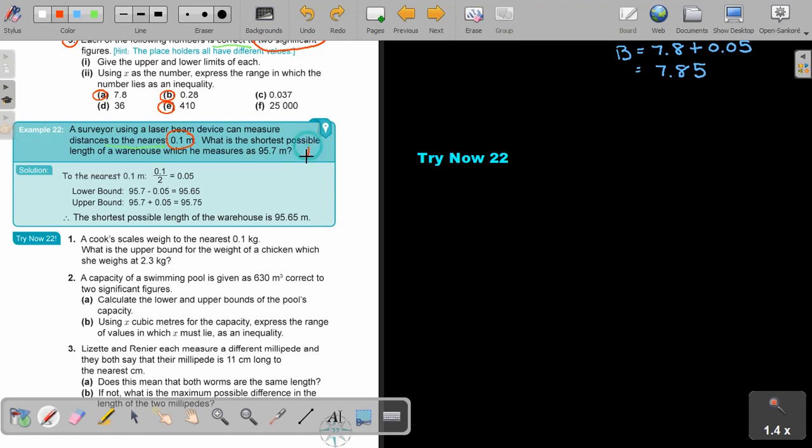Shortest means the lower bound. Okay. So to the nearest 0.1, divide that by 2 and it's 0.05. So the lower bound is going to be 95.7 minus 0.05, which is this. And I don't think it's necessary to do the upper. You can actually stop by saying the shortest possible length of the warehouse is 95.65. Okay, I want you to stop the video and I want you to try now number 2. Try now number 2. You can continue the video as soon as you are finished.